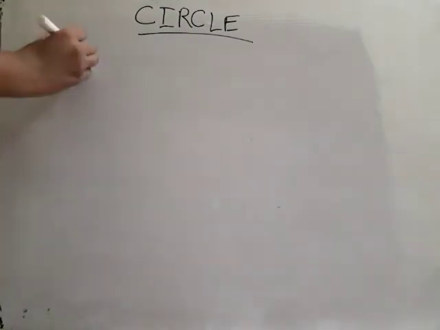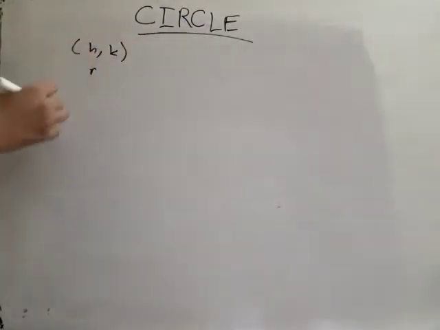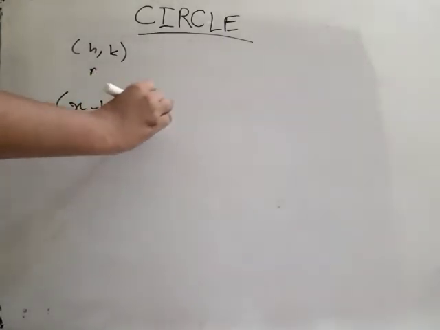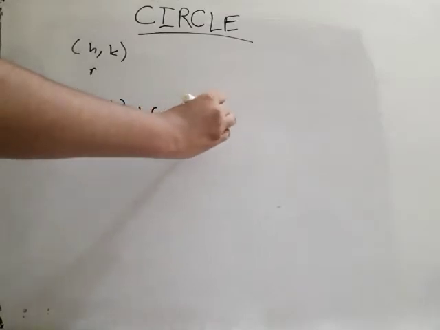Now, suppose we have been given to write the equation of a circle whose center is h comma k and radius is r. It will be x minus h whole square plus y minus k whole square equal to r square.